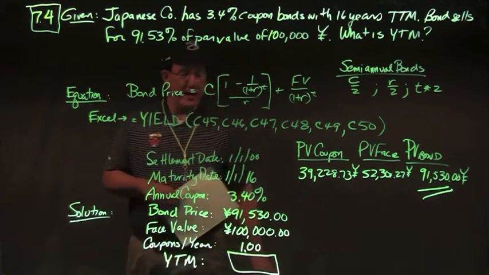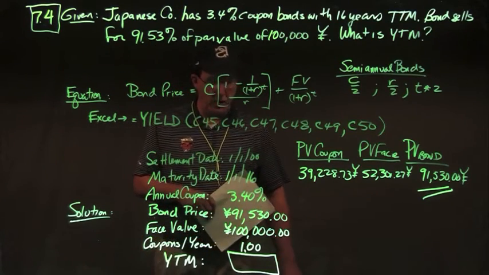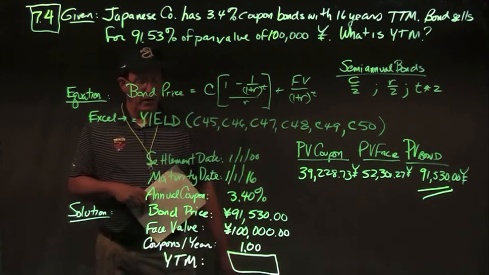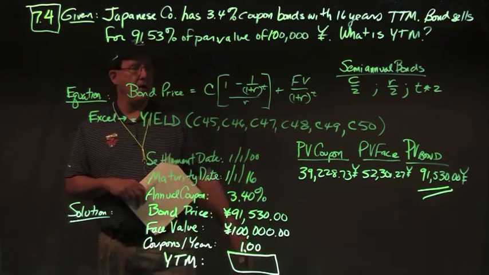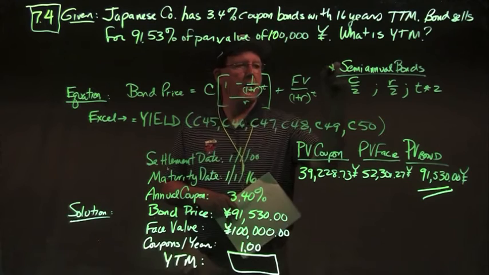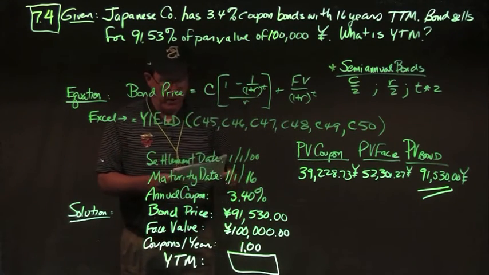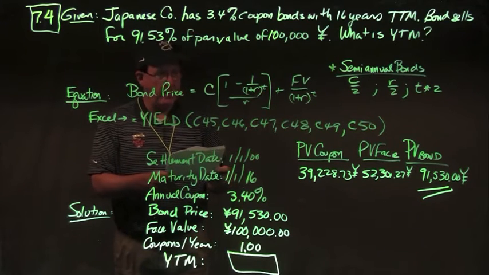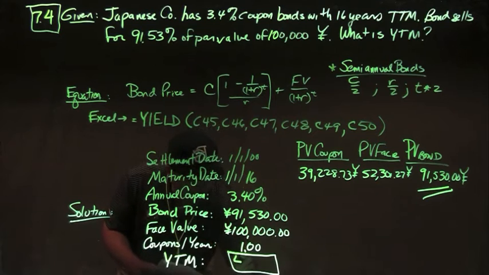Annual coupon rate of 3.4%. The bond price is 91,530 yen. Face value of 100,000 yen, face or par value. One coupon a year. No need to do this semi-annual bond stuff because it's an annual bond. I'm only going to get one coupon payment per year. And if I keep guessing and checking for these R's, the R we come up with is 4.134105%.